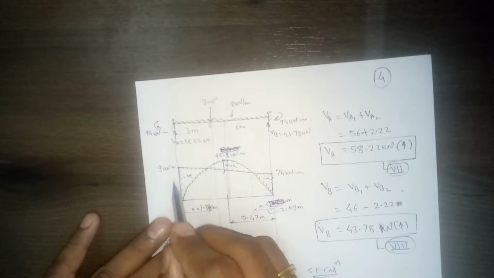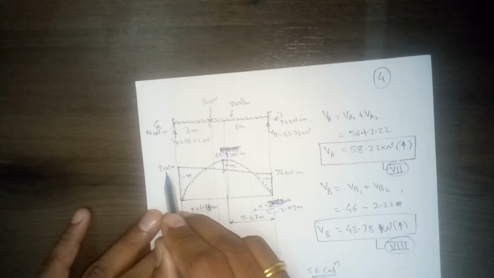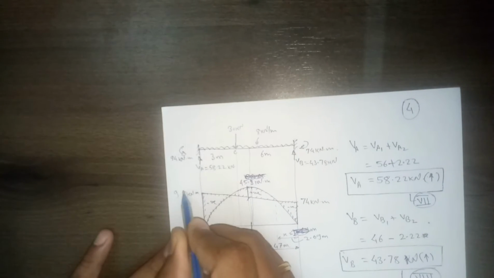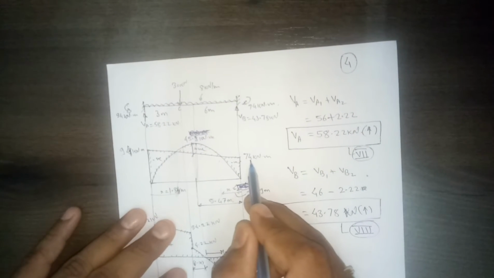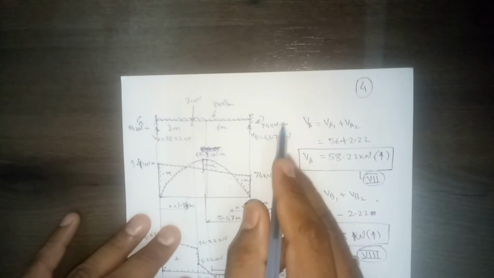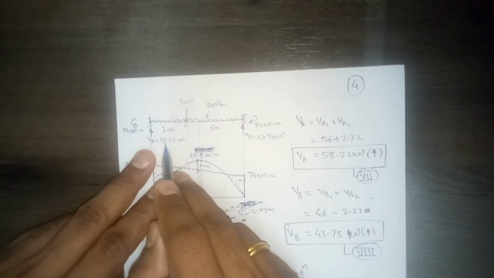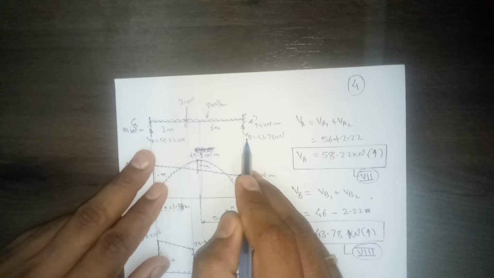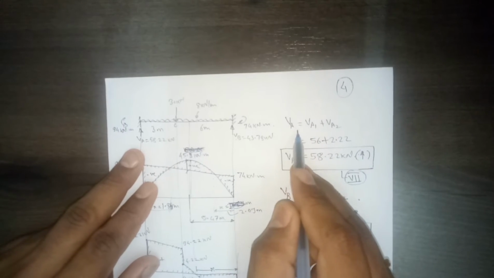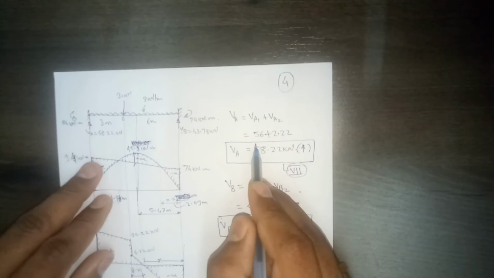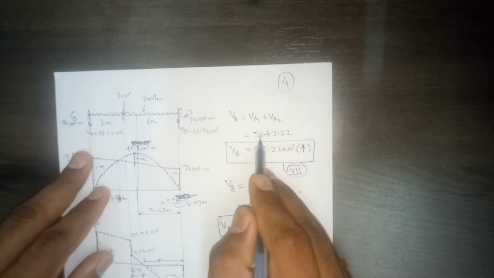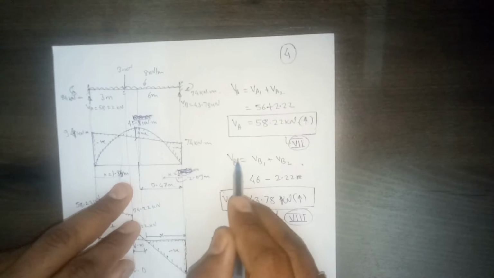So here you will get minus 94 kilonewton meter. Here it is 74 kilonewton meter. I have shown all the figure. Now here you see this total vertical reaction VA is equal to VA1 plus VA2. VA1 and VA2 both are upward, so there will be addition.